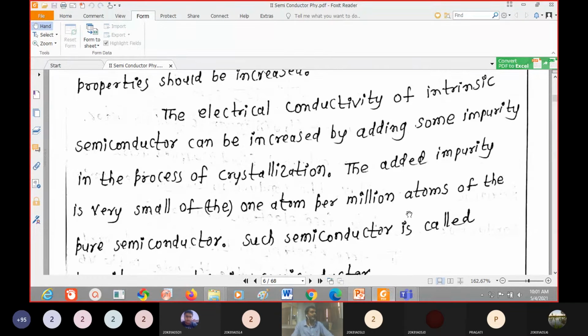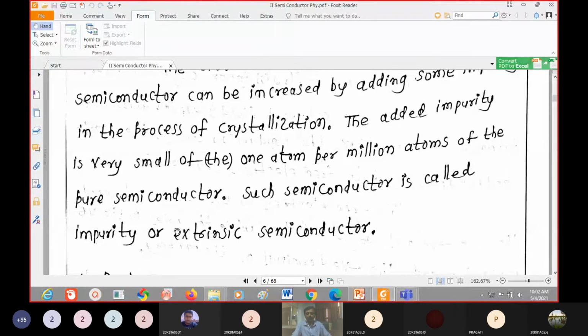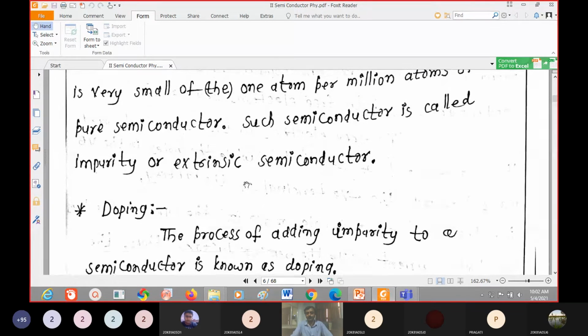Suppose you take silicon. In a million silicon atoms, we are doping just one impurity atom. So that impurity atom is also very small. Such semiconductors we call impure or extrinsic semiconductors.